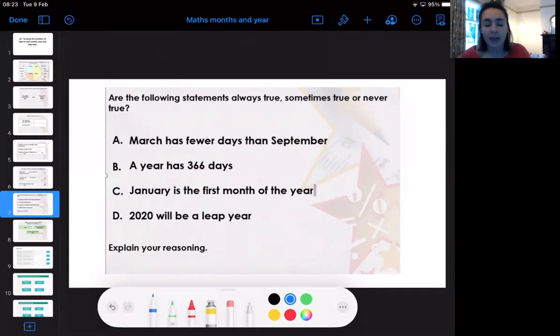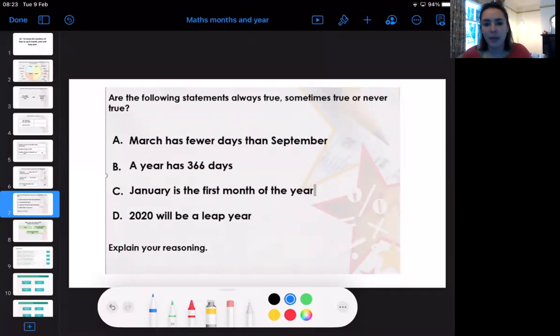B, a year has 366 days. That is sometimes true. It's sometimes true because in a leap year, a year has 366 days. But every other year that's not a leap year is 365 days. So a year has 366 days once every 4 years.